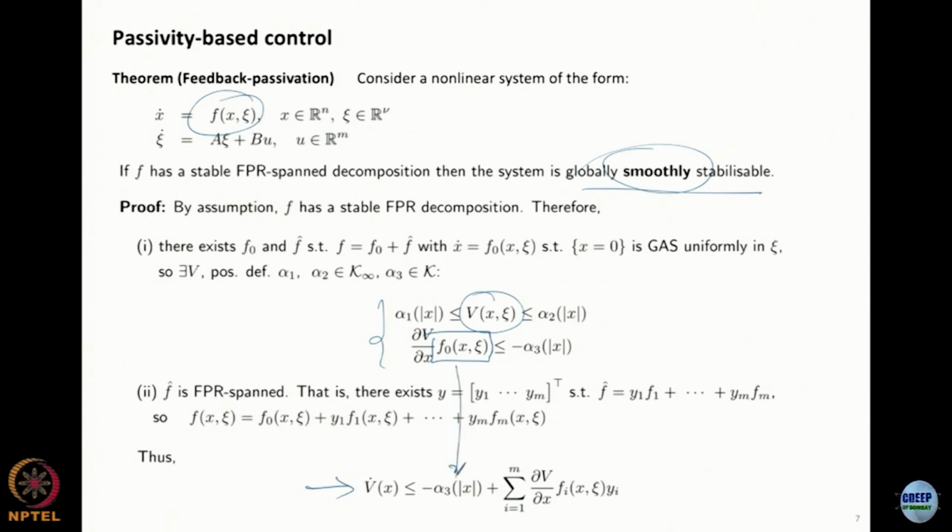The f0 term will give you something negative, and then you will have a bunch of added things that a priori you don't know what to do with, yeah? Because f is f0 plus all that. So you will have this. Well, that's where this equation comes into play.